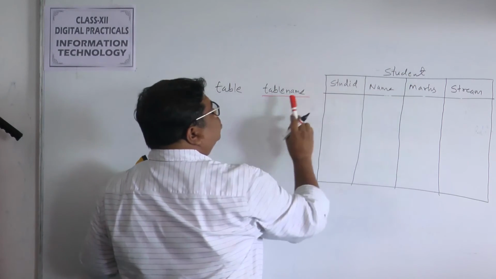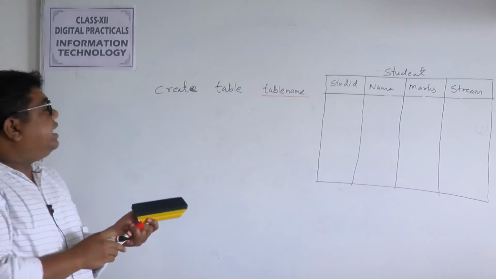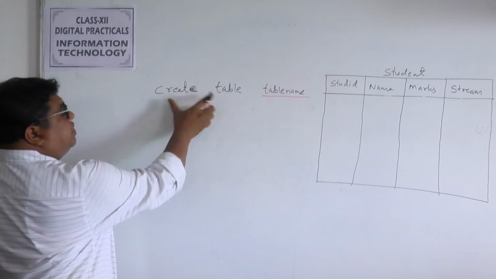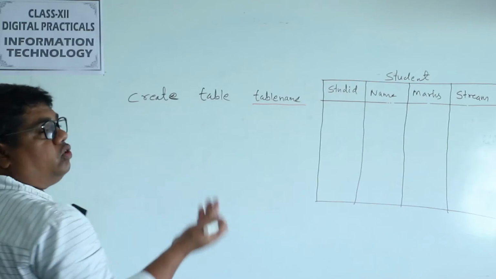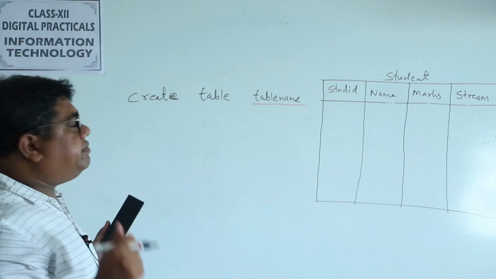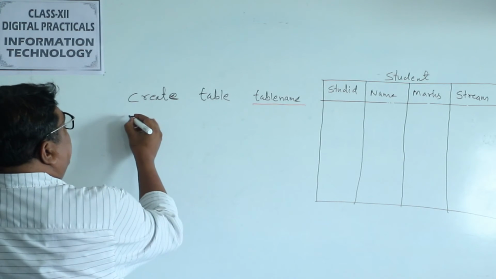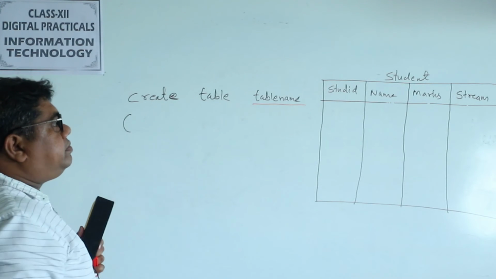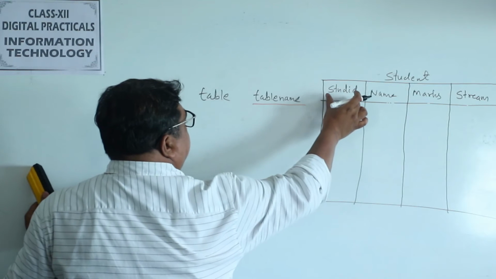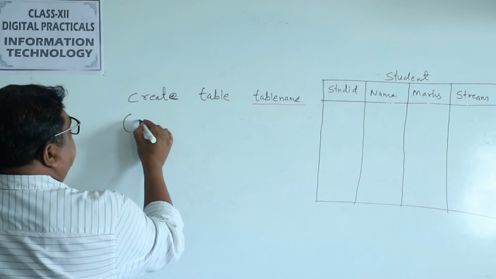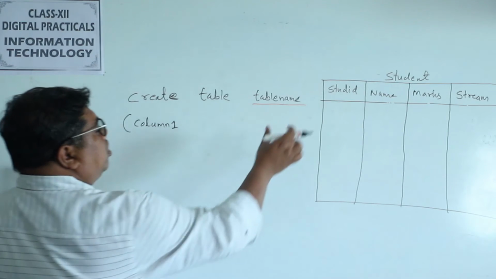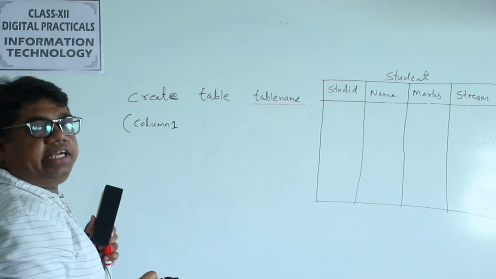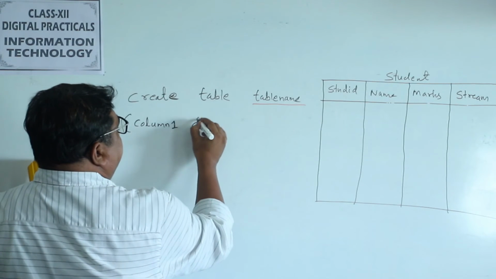Here, what is the table name I will create? That is student. And these two are keywords, and I can write them in uppercase as well as in lowercase because it is not a case sensitive language. Then we will start an open bracket, then we will give the column names. So the first column name, column 1, whatever it is, student ID. Then I will have the data type.